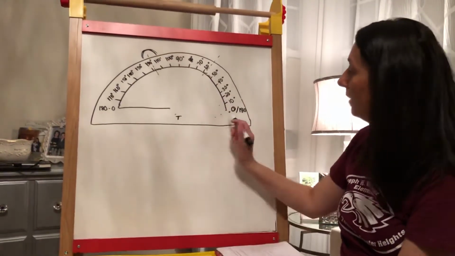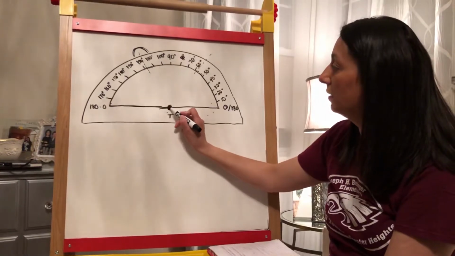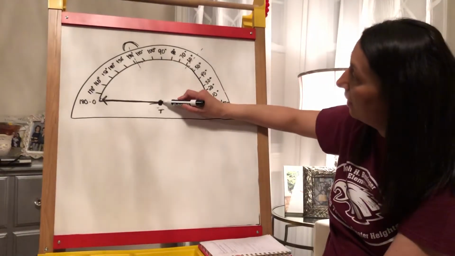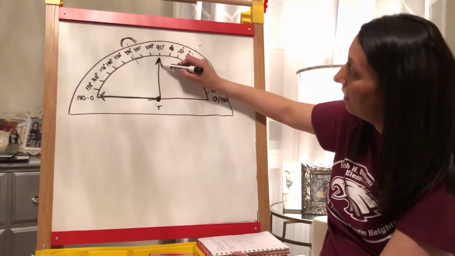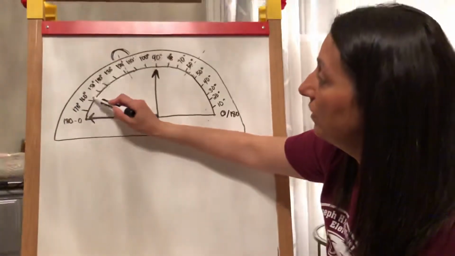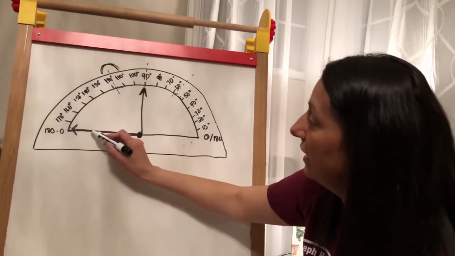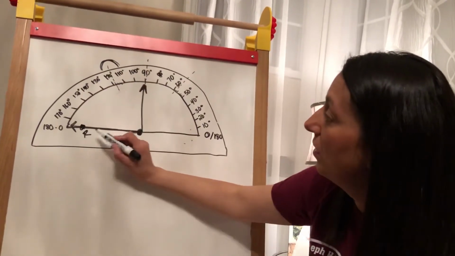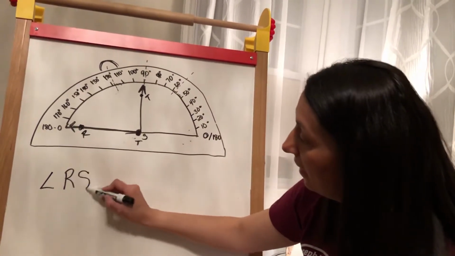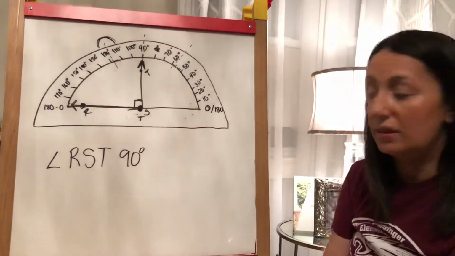This time, my angle is going to be this way. Okay? Now it's lined up with 0, and you go to see where the angle is pointing at, and it goes right to the 90 degree. So we'll name this RST. So angle RST is 90 degrees, and you should have seen a little square in the corner to show you that.